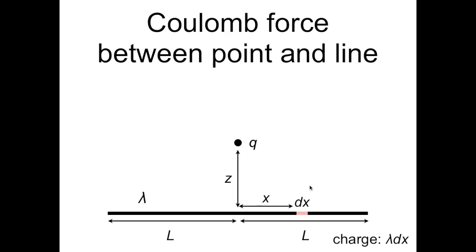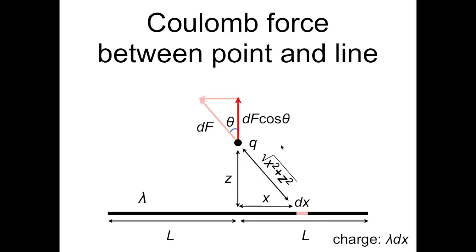We want the force dF between dx and Q. More precisely, we want the vertical component of this force. So if we label this angle here as theta, then the vertical component is dF cosine theta. But how can we find the cosine of theta? Well, let's draw on the line connecting Q and dx, and notice that we have a right triangle here shown in blue. So by the Pythagorean theorem, the hypotenuse of this right triangle is root x squared plus z squared. We can draw on the angle theta in this triangle as well, and so we see that the cosine of theta is the adjacent over the hypotenuse, or z over root x squared plus z squared.